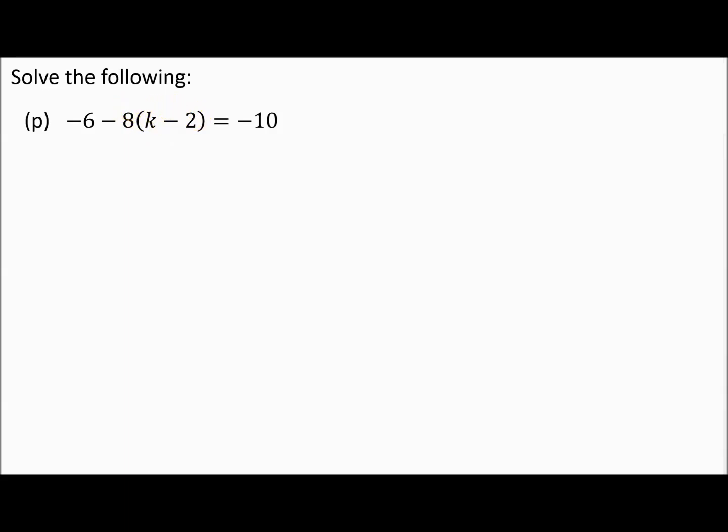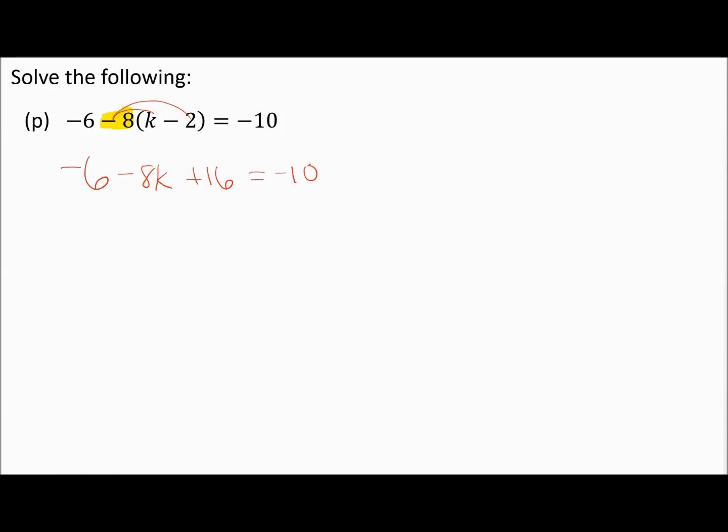But listen, let's take this as a negative 8. Okay, go ahead and take that with the 8. I promise it will be easier. And it is okay. So the negative 6 in front, I'm just rewriting it. Now I have negative 8 times k is negative 8k. And negative 8 times negative 2 is plus 16 equals negative 10.